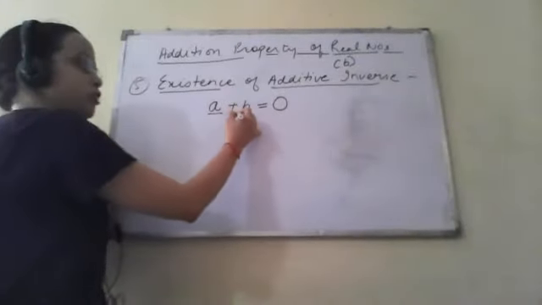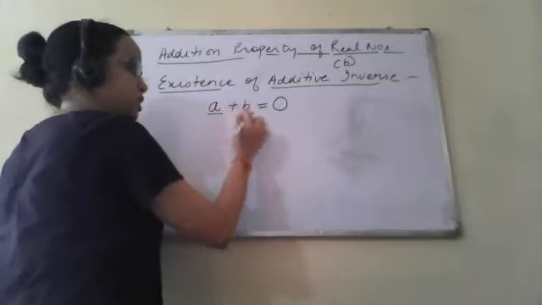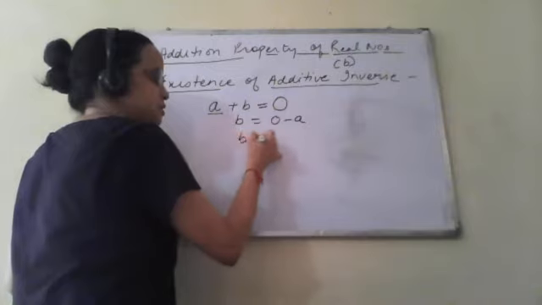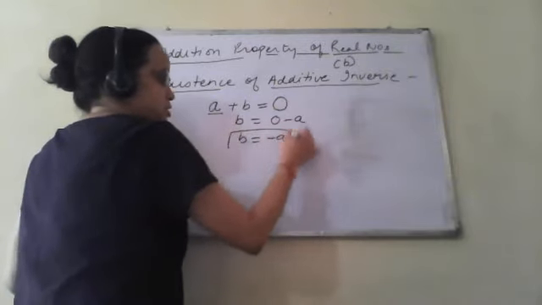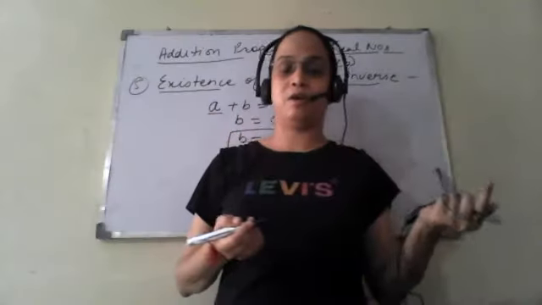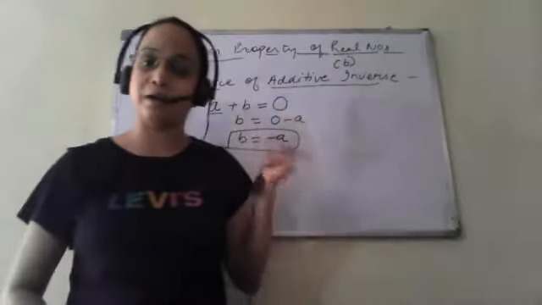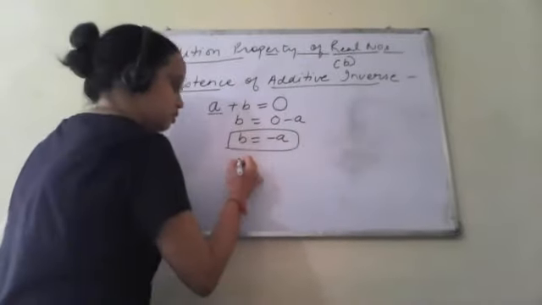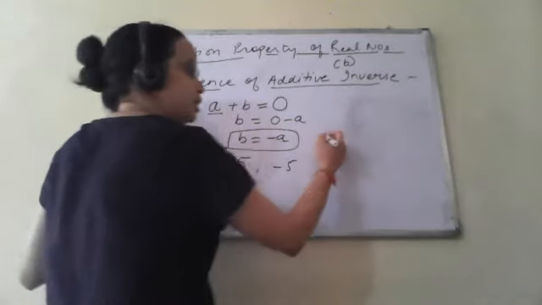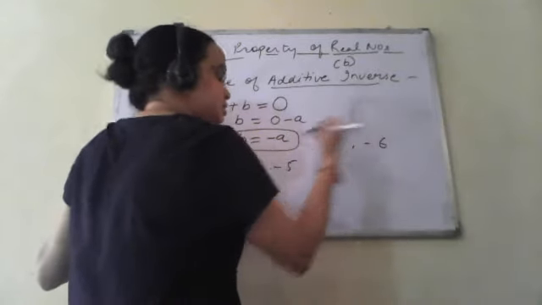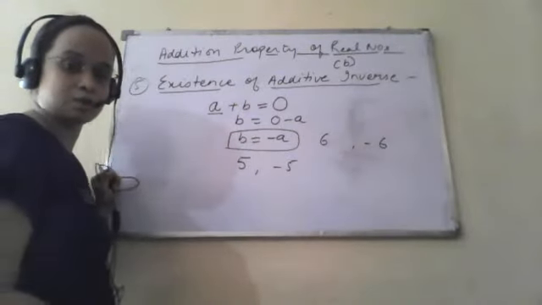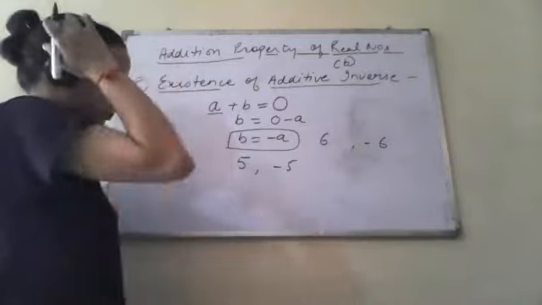So from here, what will be the value of this b, which is the additive inverse? It will be 0 minus a, or we can simply write it as minus a. So how can we conclude? The additive inverse of a real number is the negative of that number. If I'm talking about the additive inverse of 5, it will be minus 5. The additive inverse of 6 will be minus 6, because when we add 6 and minus 6, the resultant will be 0.